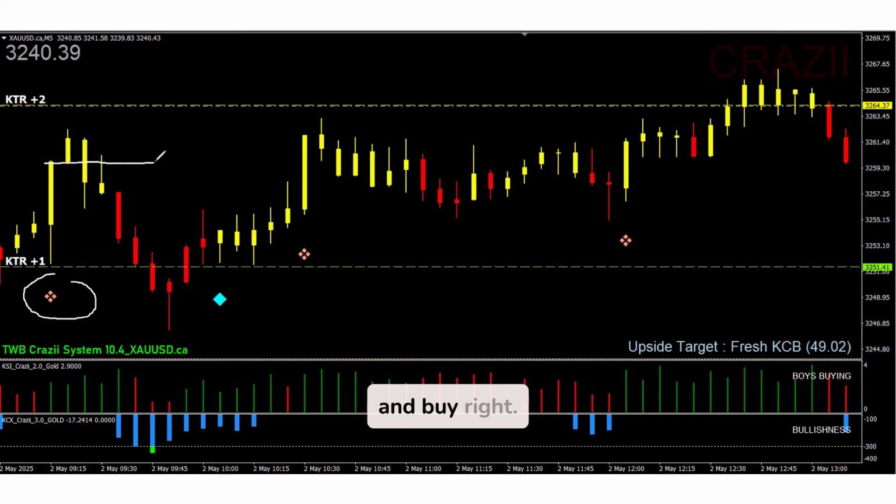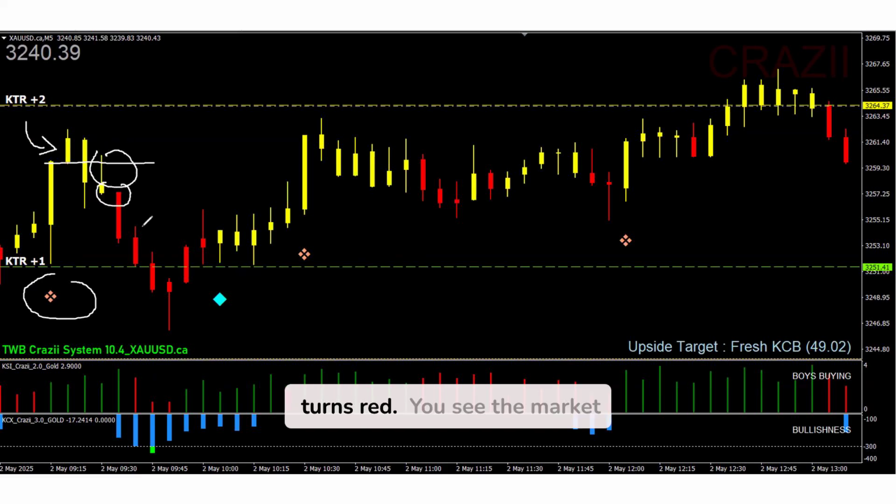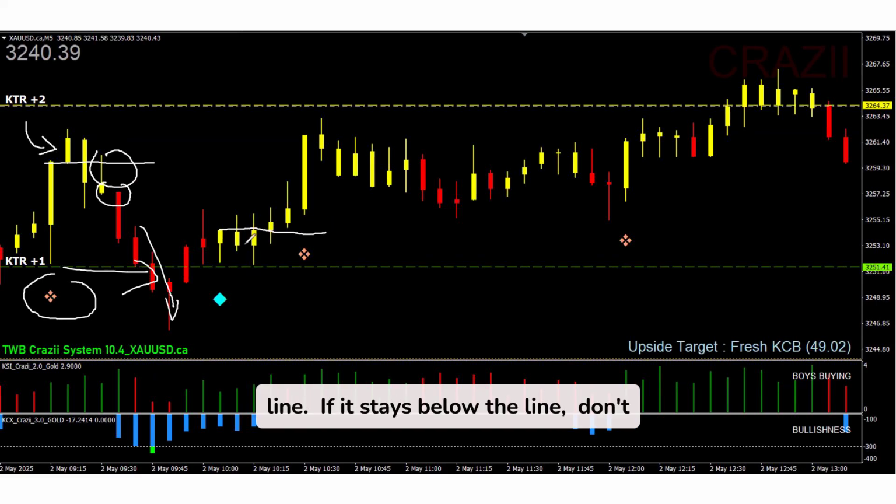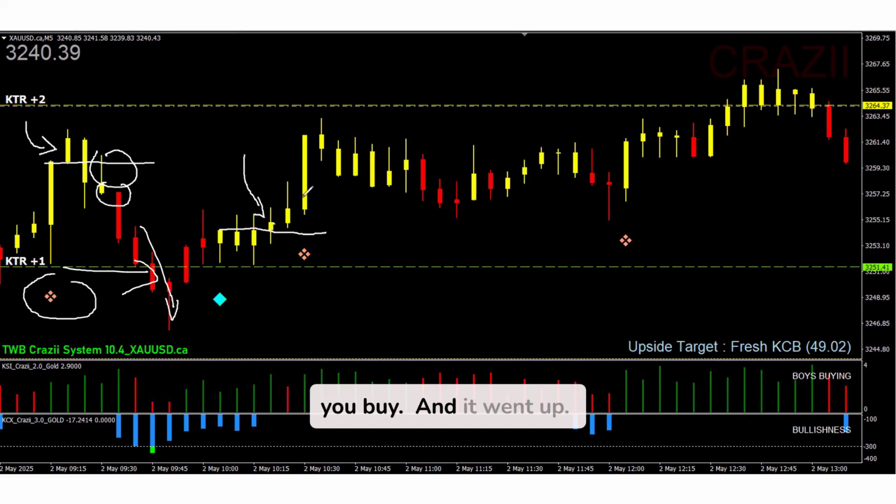You draw a line, and by right, if you buy, that's fine. But once you reject, turns red, you see the market really comes back down. Okay, so when you see that diamond again, draw the line. If it stays below the line, don't bother. When you stay above, you buy, and it went up.